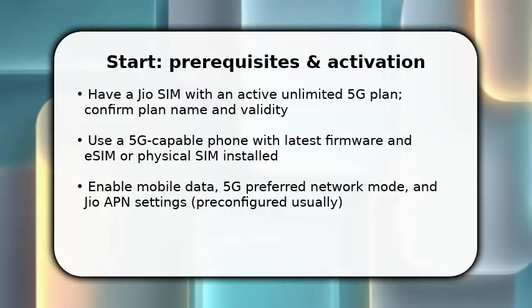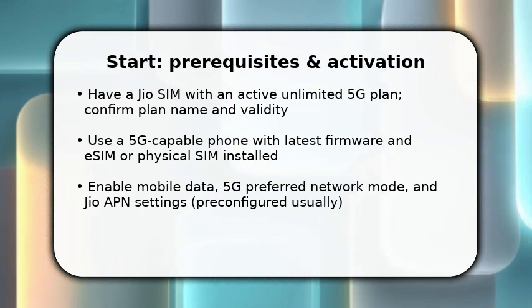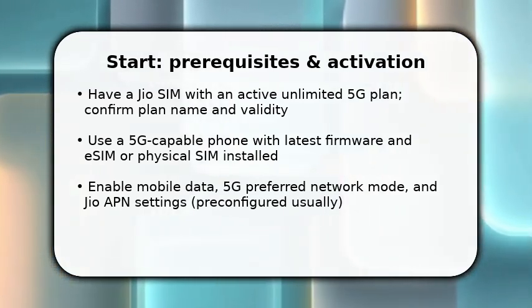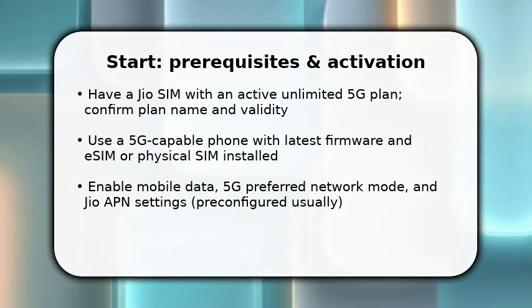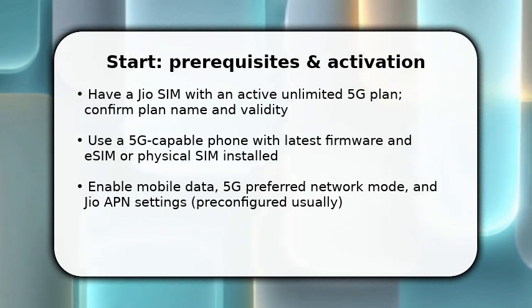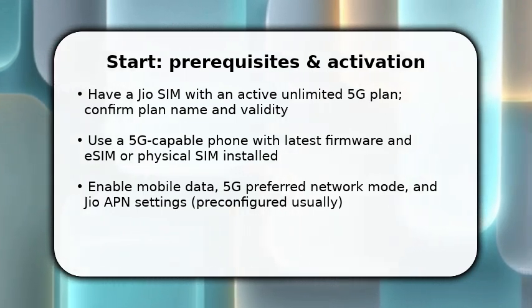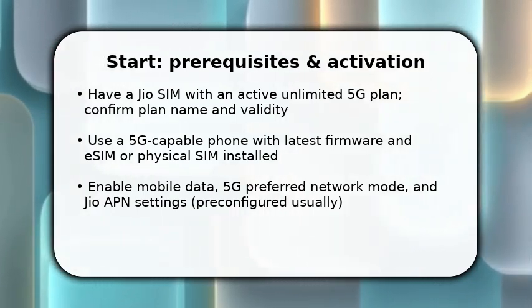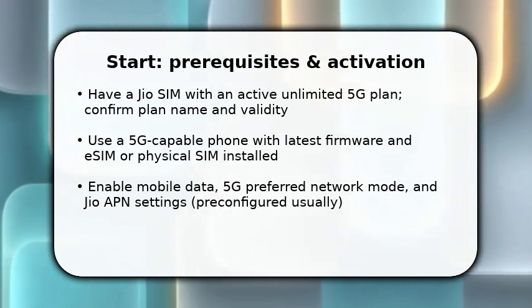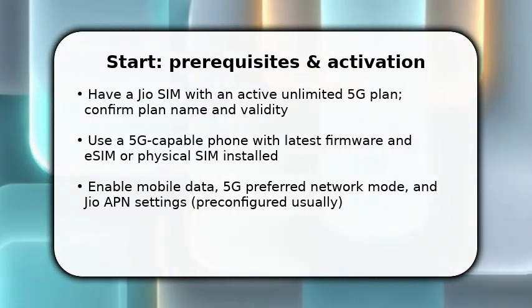You'll begin by confirming prerequisites: an active Jio unlimited 5G plan and a 5G-capable handset. Once done, insert or enable the Jio SIM and reboot the phone to ensure network provisioning. Make sure your network mode is set to allow 5G in settings and verify APN is Jio's default. If not, input APN manually.